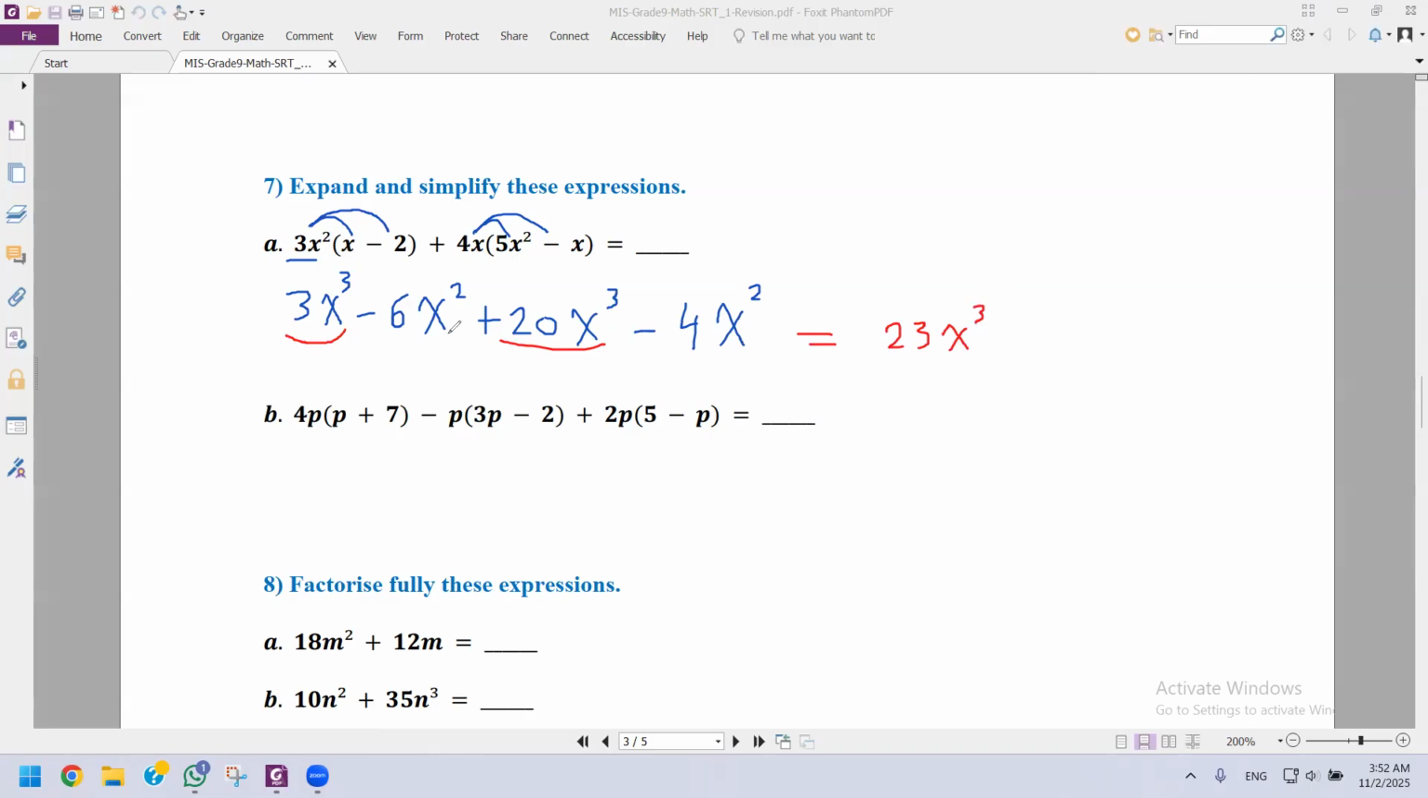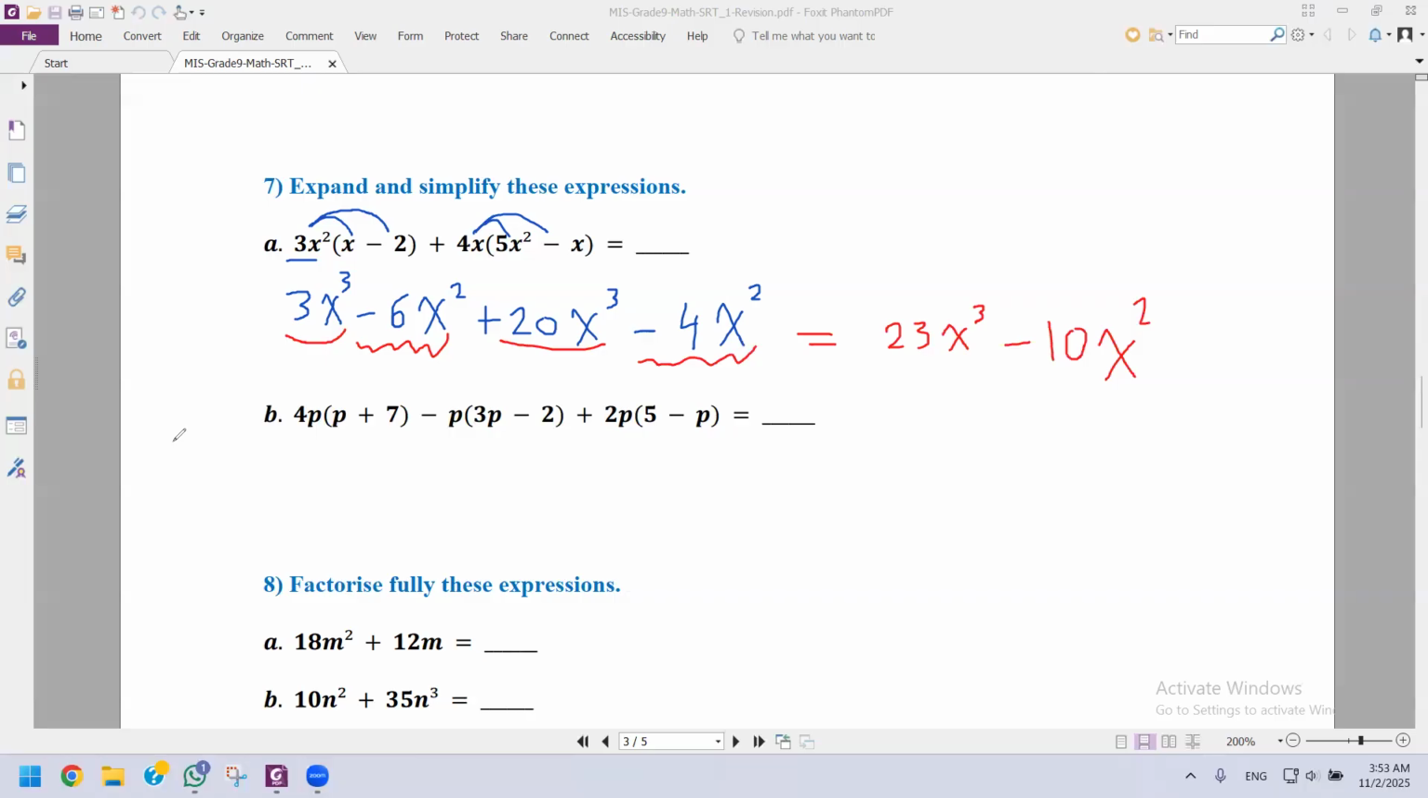Then this is x squared and this is x squared. Minus 6x squared minus 4x squared. Remember, like the question, we compare the same sign, so we add. Minus 6 minus 4 is minus 10, then x squared. Can we simplify more? No, because this is x cubed, this is x squared. They are not similar. So this is simplified.